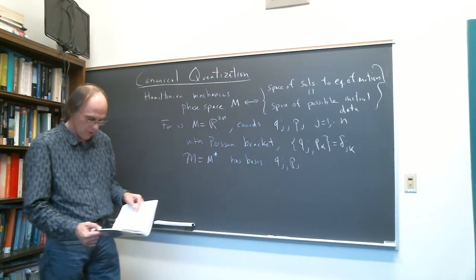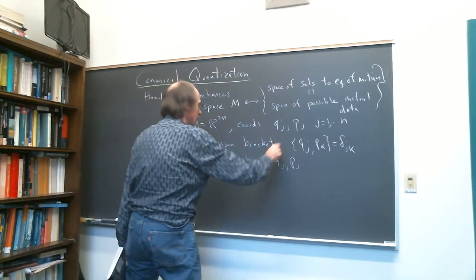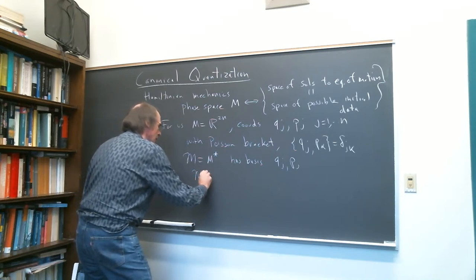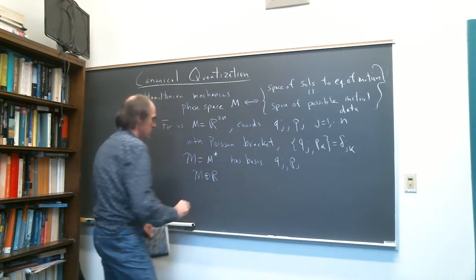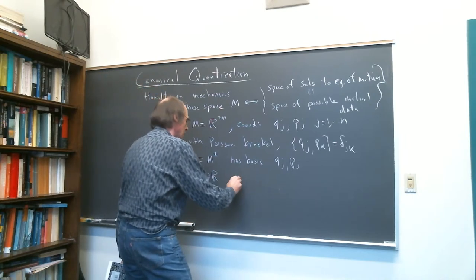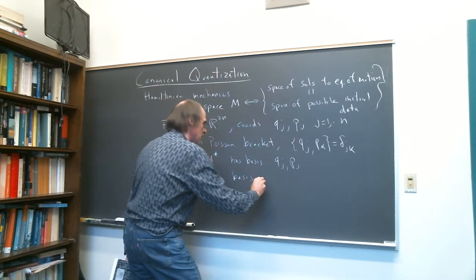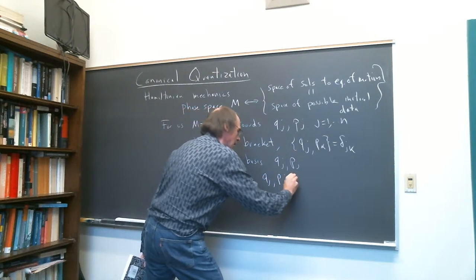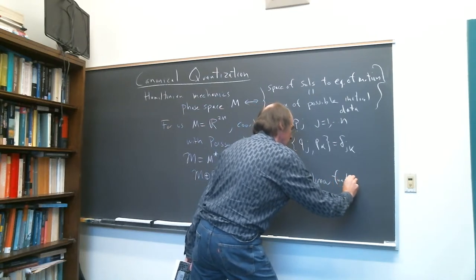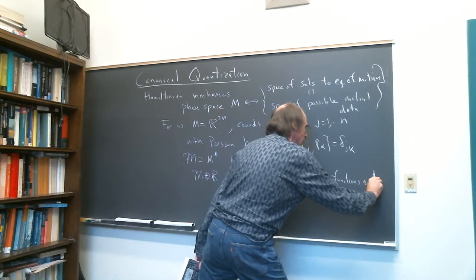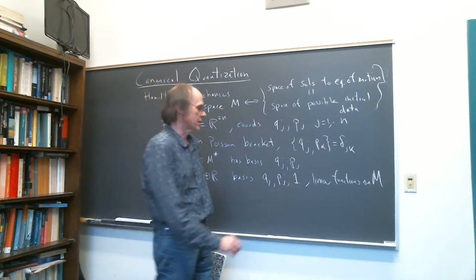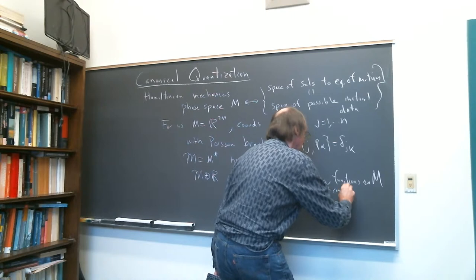And then what happens, so the Poisson bracket means that if you take this dual and you add R, so you add an extra coordinate, and you think of the space as having a basis QJ, PJ, and 1. So it's linear functions on M. So it's all linear functions including constants on M. Linear functions, maybe better to say plus constants on M.